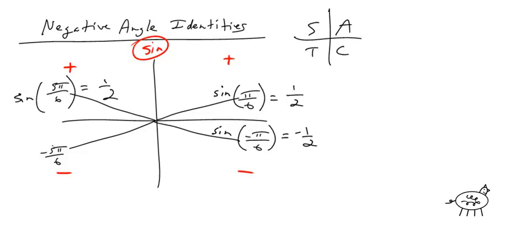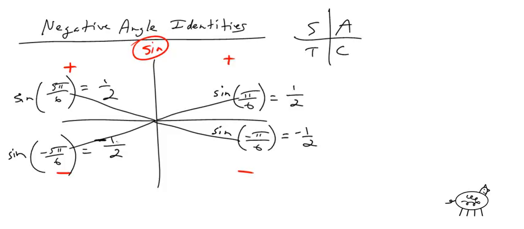I know this is negative 5 pi over 6. I can also write this as 7 pi over 6, where I do coterminal and add 12 pi over 6. So the reference angle is still pi over 6, so that's going to be 1/2. All right, and then of course it's going to be negative 1/2 because it's in the third quadrant.